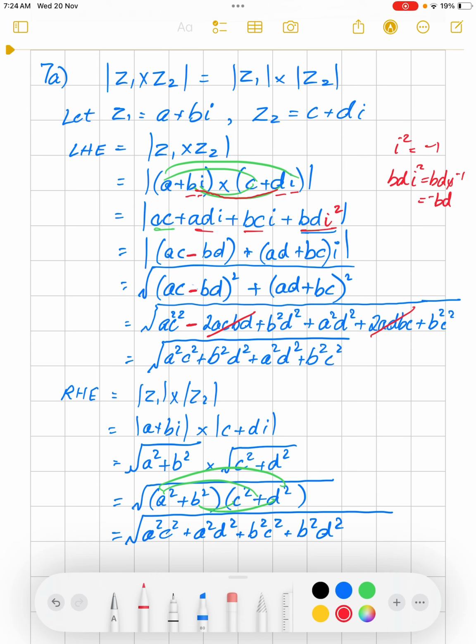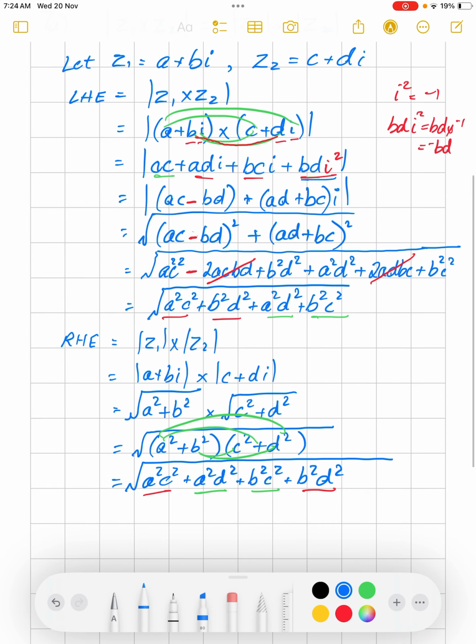Now matching, a squared c squared, yep. B squared d squared, yep. A squared d squared, yep. And b squared c squared, yep. Therefore, the left-hand expression equals the right-hand expression, and we've proved it. And thus, quod erat demonstrandum, what we were asked to prove.